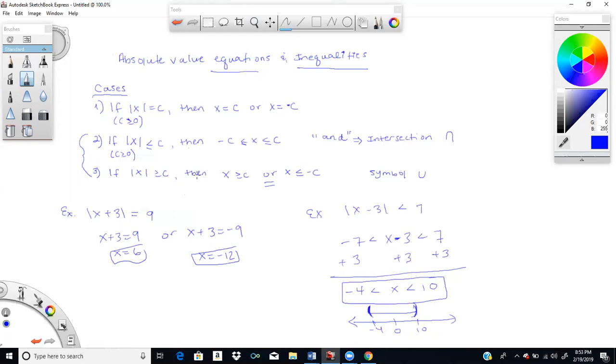And that's dealing with case 2 when you have the absolute value less than c or less than or equal to. So it's an and statement, but it's actually 2 inequalities solved simultaneously. But you want the variable in the middle. So even if you have to divide, okay, you would divide in the middle and on the sides.